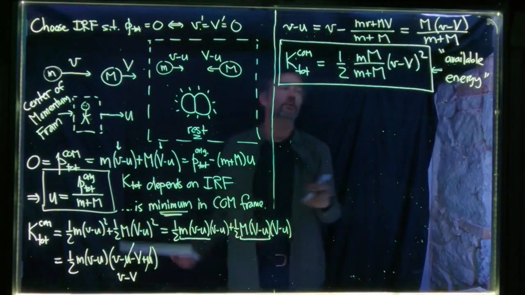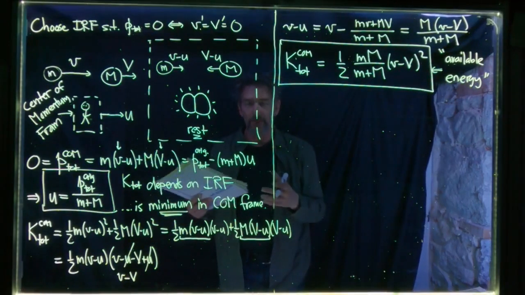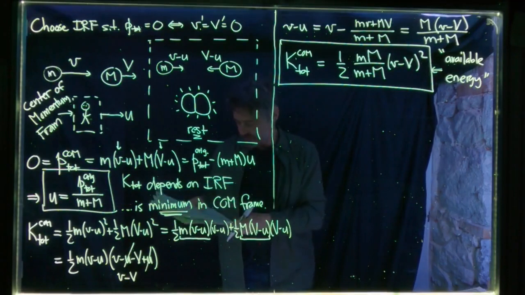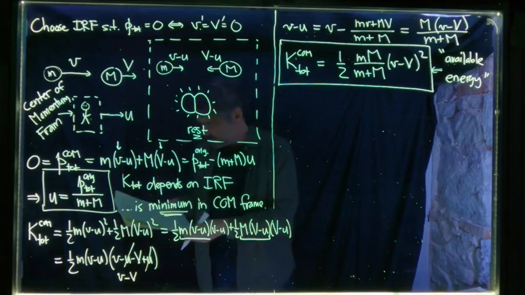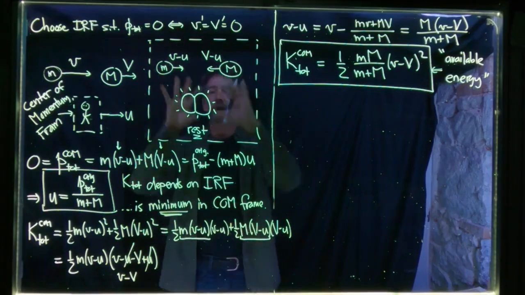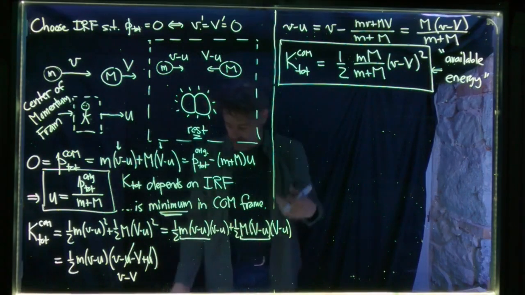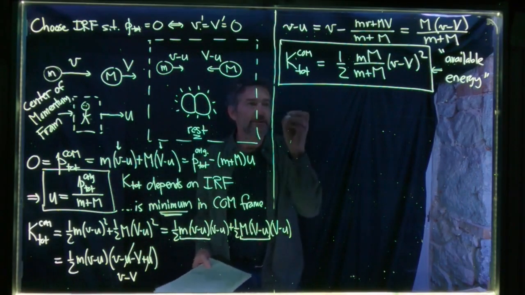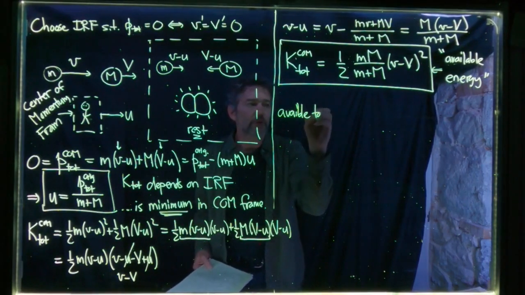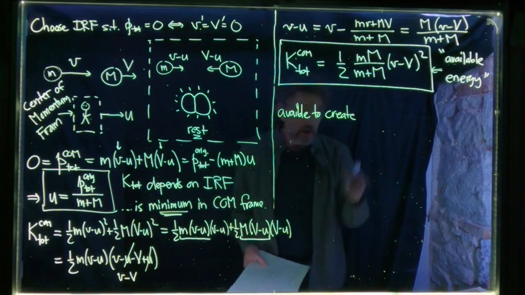Okay, that's an important term. It's the energy that's available to be converted into other forms of energy. Because basically, you've started with some kinetic energy in the system. At the end, you have no kinetic energy. Well, energy is conserved, so all of that kinetic energy has gone into some other form of energy. So what does it mean? It's energy available to create or generate other forms of energy.